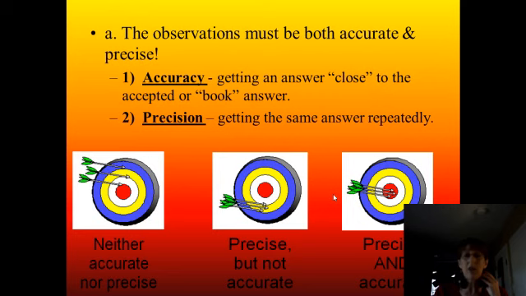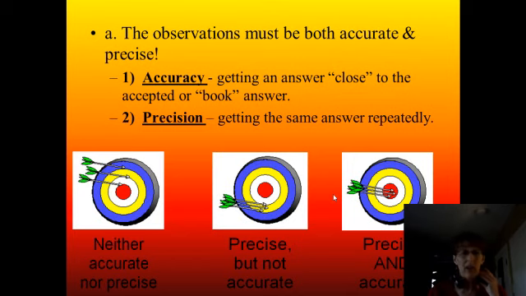And when we talk about observations, there are 2 terms that always, always, always come up, and that is accuracy and precision. If you are accurate, it's like you're getting the right answer. You're getting the one that the book says is right. If you're precise, you may or may not get the right answer, but you get the same answer every single time. It's the same wrong answer maybe, but it's the same answer every time.